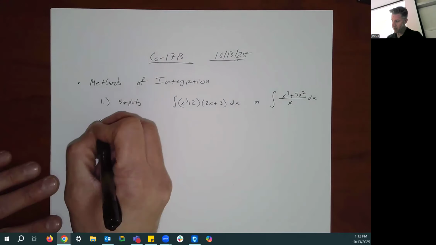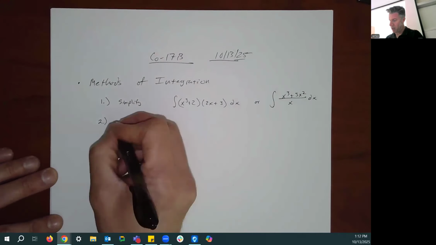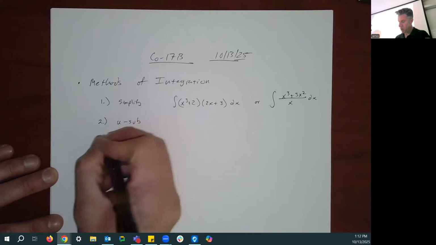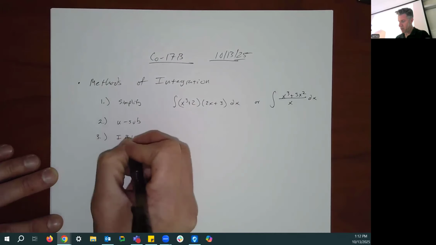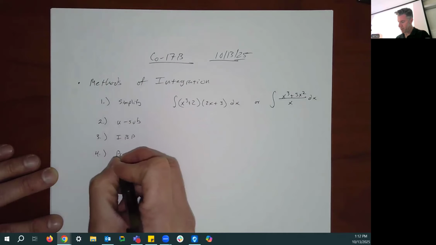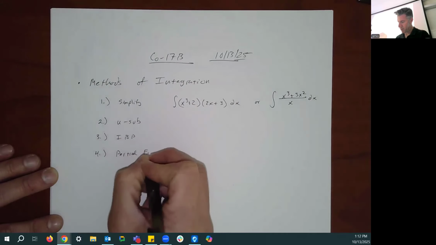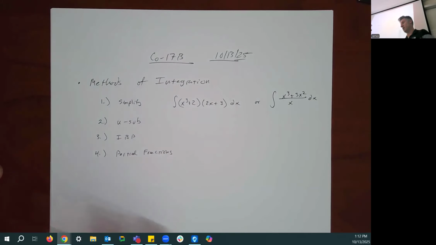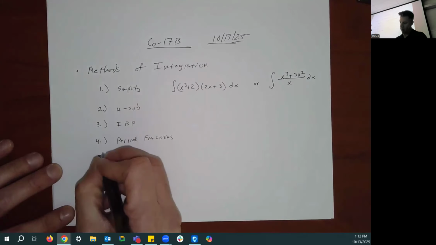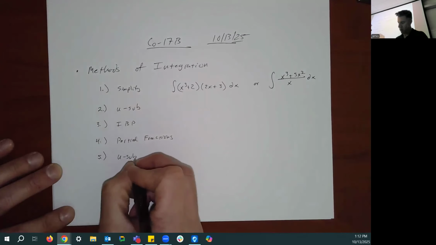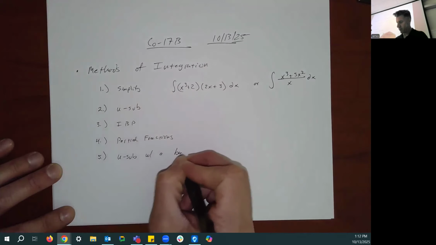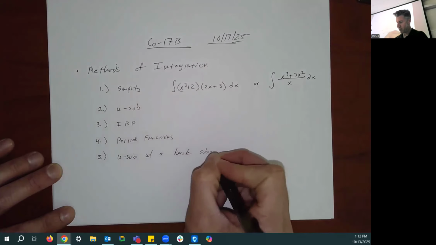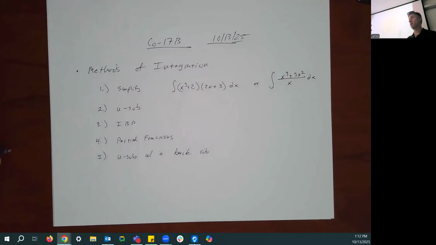But sometimes you can't. And so then we try other things like a u substitution, or integration by parts, or partial fractions. And for the most part, I should list one more thing. At the bottom of the list, we also have a u sub with a back substitution. That's the full list, unless I'm forgetting anything. I don't think I'm forgetting anything. That's pretty much all we've got with these methods of integration.